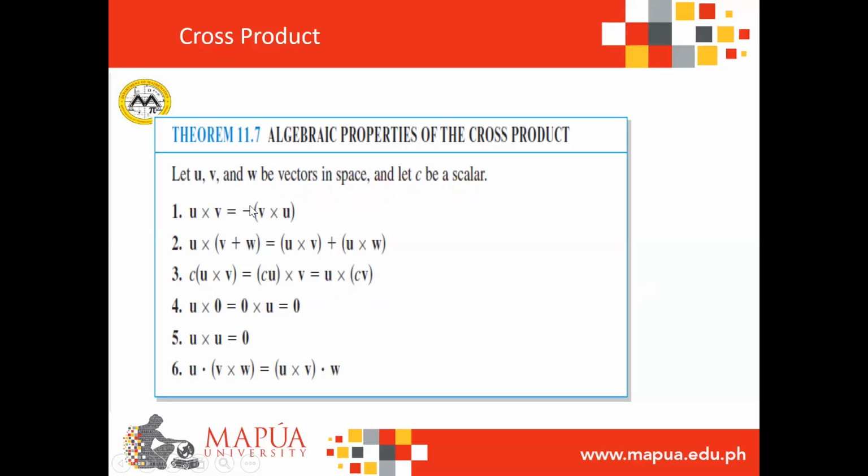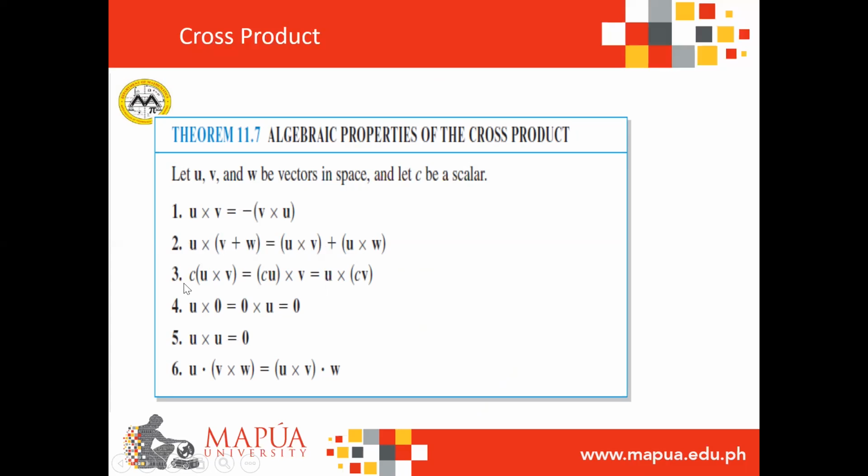It will be negative. The other will be positive. For the second property, the distributive property, we have U cross quantity V plus W equals U cross V plus U cross W. So that is distributing your vector U to the sum of these two vectors V and W.